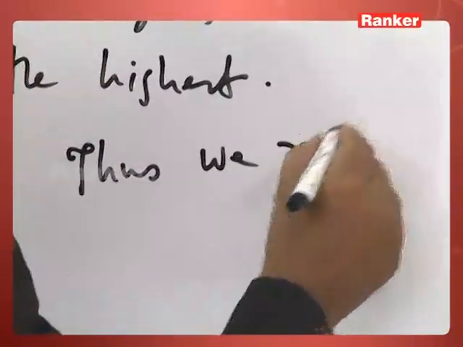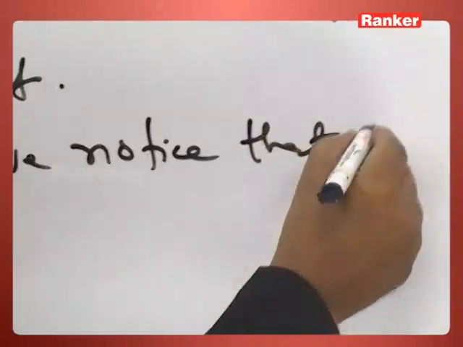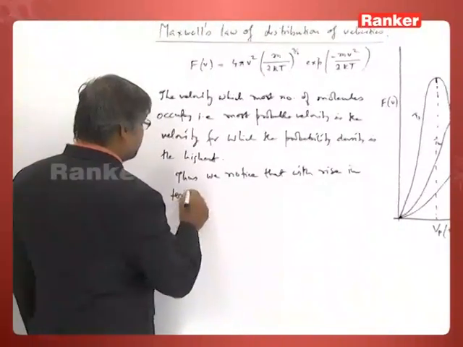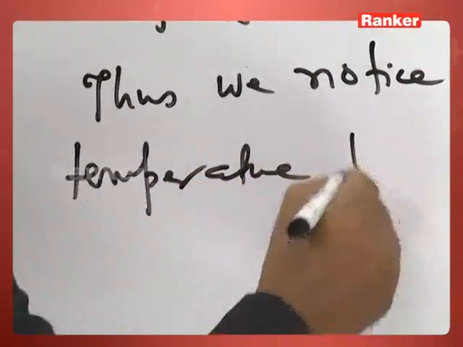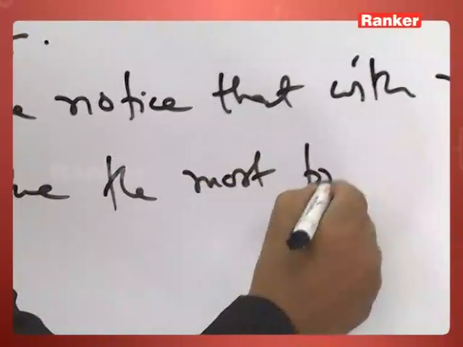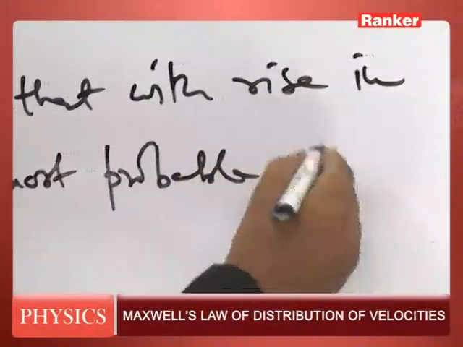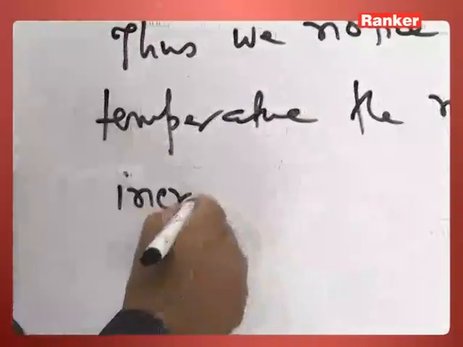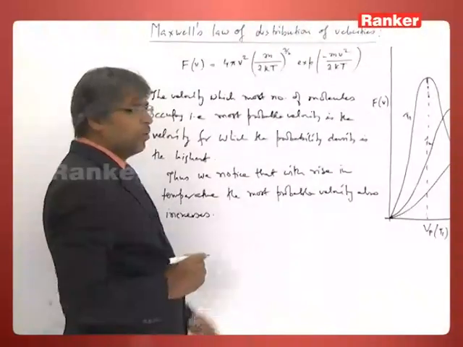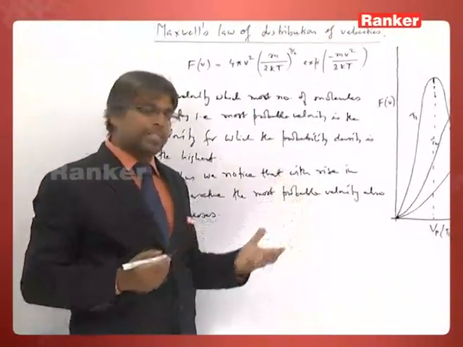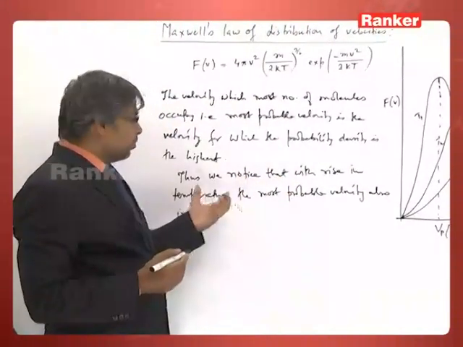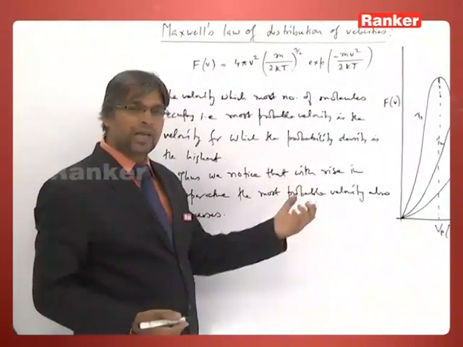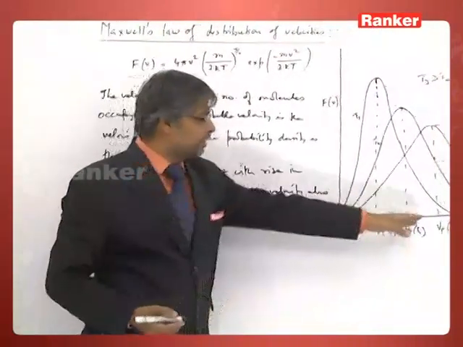So we notice that with rise in temperature, the most probable velocity also increases. So when we increase the temperature of a system, the velocity which most molecules occupy, which we call the most probable velocity, increases with temperature. That we can see in the diagram.